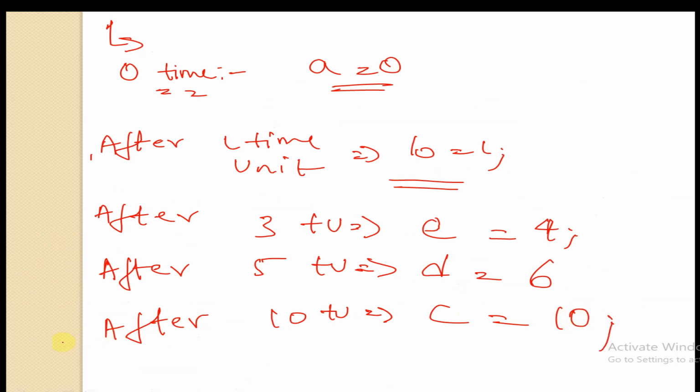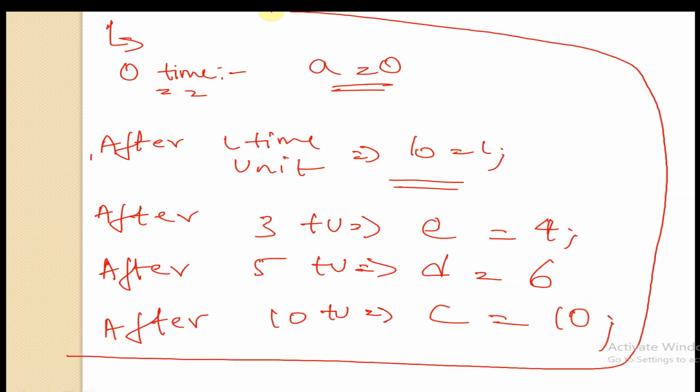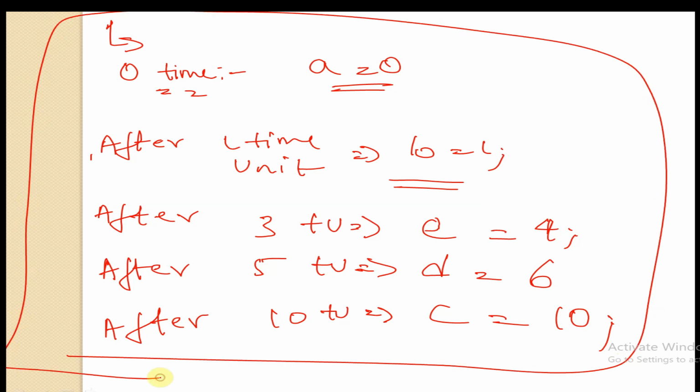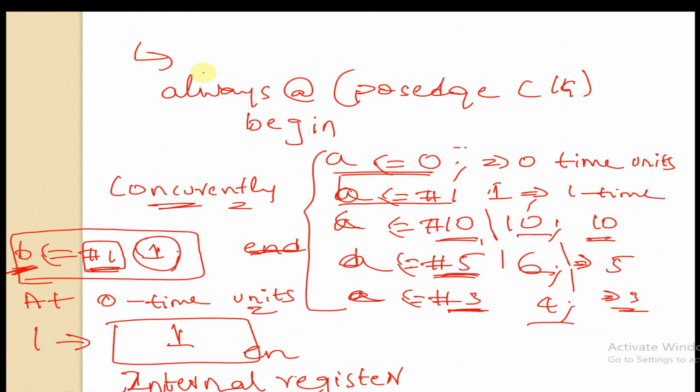So this is how we will get the output in case of non-blocking statements. I will explain the case of blocking also. So I'll take the case of blocking a is equal to 0, b is equal to 1. Okay.